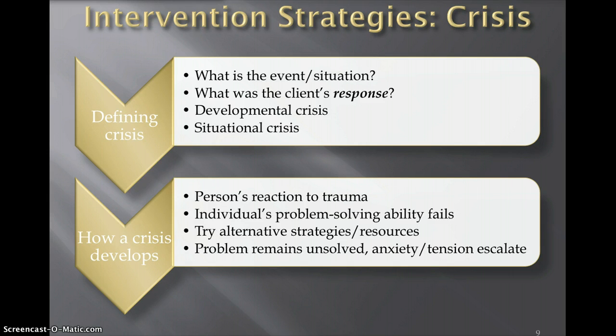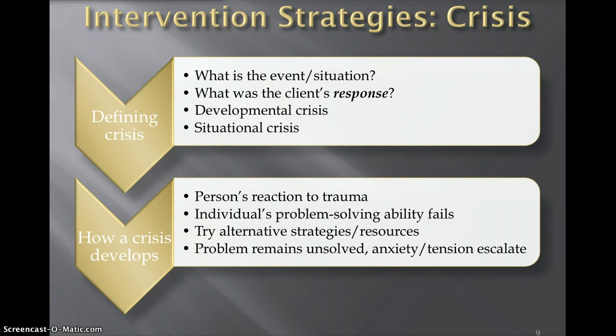Woodside and McClam describe several ways to define a crisis. It's important to remember that the crisis is the individual's emotional response to an event rather than the event or situation itself. Given that, the same event might be a crisis for one person but not a crisis for another person. The client's perspective of the event is key. A crisis might be in response to a normal developmental process, such as changes during adolescence, or it might be in response to a situational or accidental event, such as an unplanned pregnancy or a natural disaster.